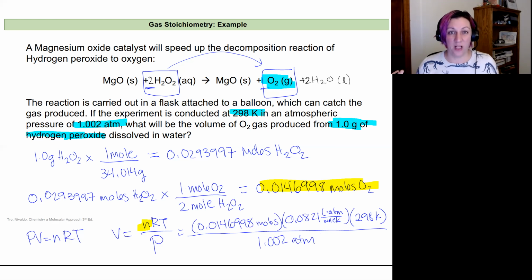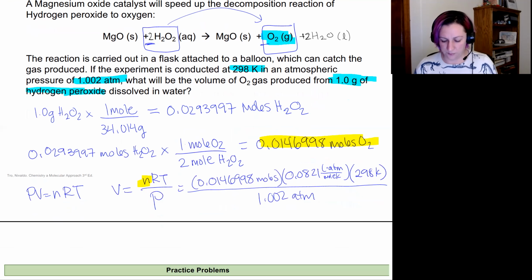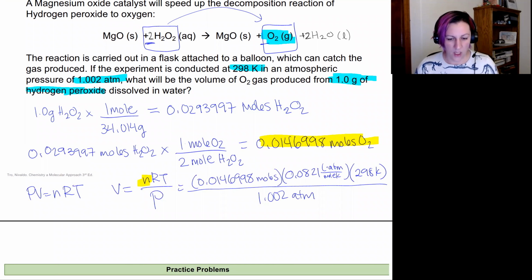All right, then I'm just plugging that into my calculator at this point. Give myself a little bit more room here. And when I do that, I'm going to calculate a volume. I'll put it over here. That's equal to 0.359 liters.